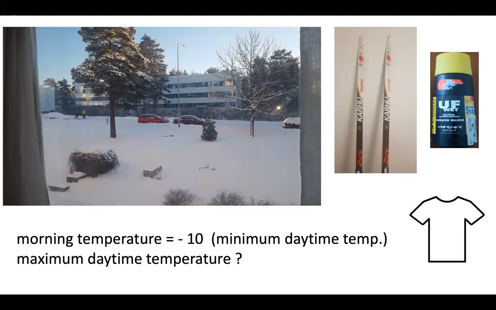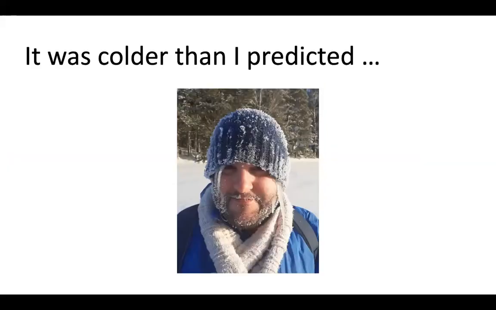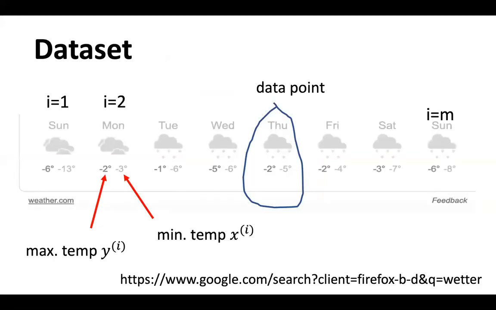So we have nice ski days, and in the morning, you look out the window, so you know the morning temperature, minus 10, and you want to know the maximum daytime temperature, because you want to avoid a situation like I had last Saturday when I predicted the maximum temperature too high. So it was quite cold then, but I'm good in the meanwhile. So how can we do this?